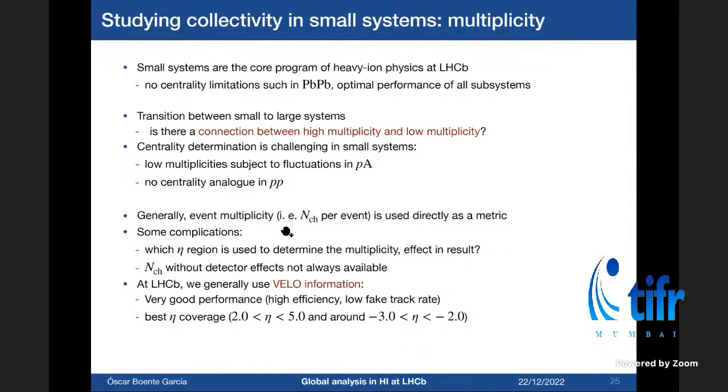So generally what is done here is to use event multiplicity directly, for instance the charged particles produced in an event, to determine this quantity. However, this gives some complications.